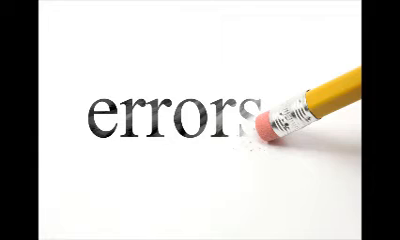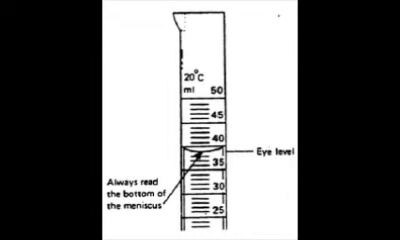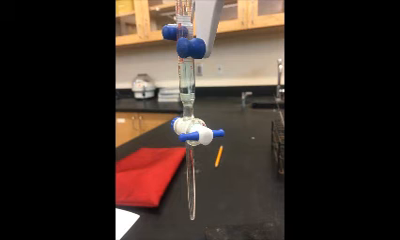Some errors that could be made during this lab are inaccurate measurements for either the precipitate, water, or the solutions. For example, there could have been too much or not enough solution dispensed from the burette. To prevent an error like this, we can slowly open the burettes and carefully measure each substance.